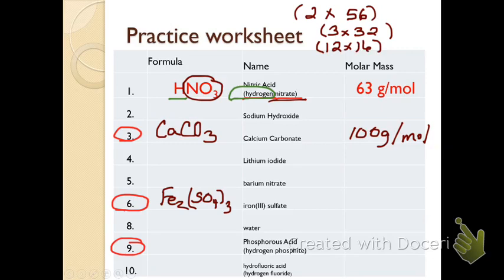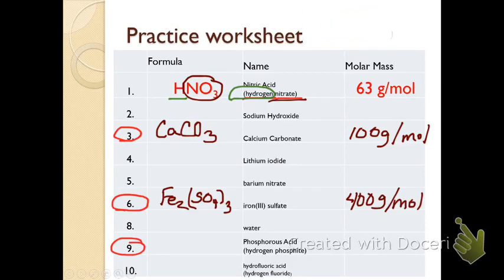Clear your calculator. Open parentheses, 2 times 56, close parentheses, plus, open parentheses, 3 times 32, close parentheses, plus, open parentheses, 12 times 16, close parentheses. Double check and make sure you have that all right. Equals, that is going to be equal to 400 grams per mole. If I got that wrong, tell your instructor I got it wrong, but I believe we're on the right track there. Okay? All right, and finally, let's do the last one.